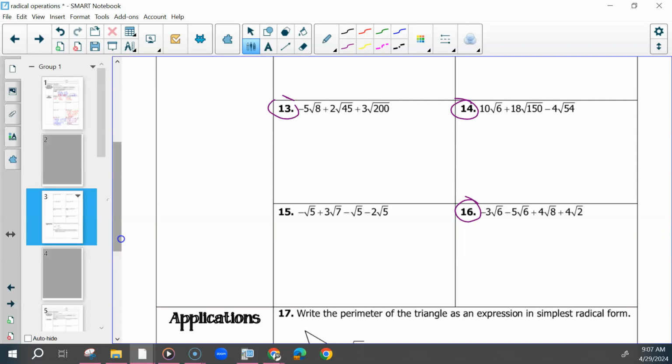Alright, so in 13, be careful, just watch out for all your numbers, make sure you're keeping track of all your numbers. What is the highest perfect square that goes into 8? 4. What about 45? 9 and 5. What about 200? 20 and 10. Those work, but neither of them are perfect squares.